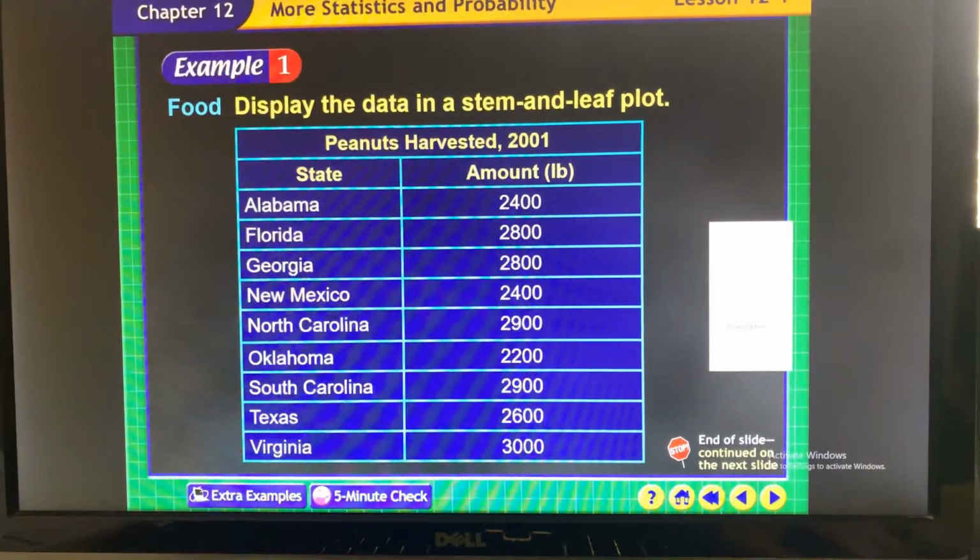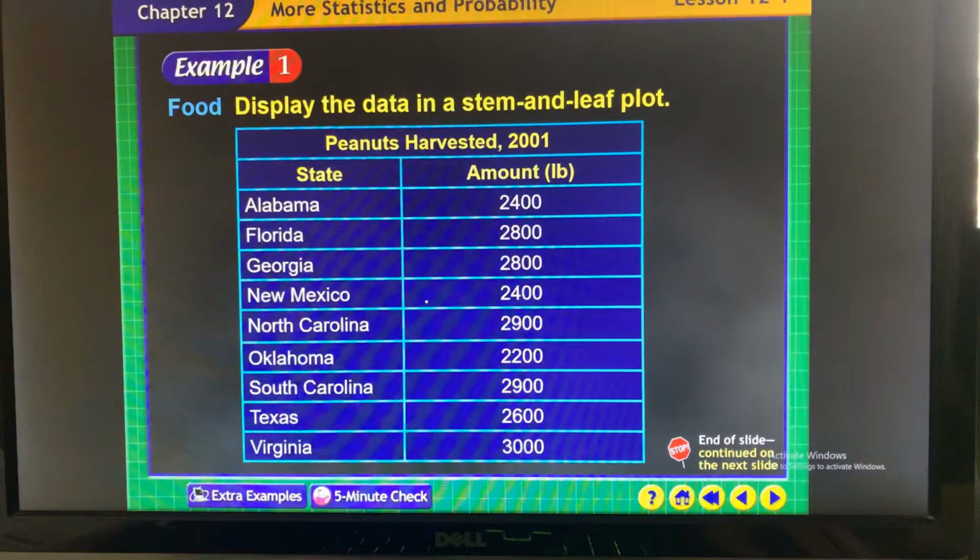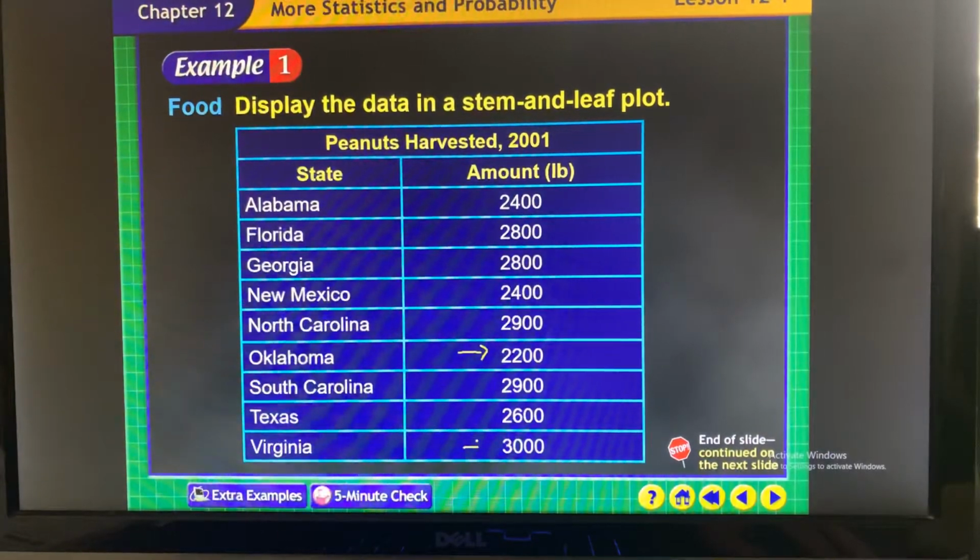Statistics is very important in our world. So when I look at this, I'm not going to go off this screen because you won't see what I'm doing. Everything ends in a 0, 0, so I can kind of drop that out. The first thing you want to do is find the smallest number and the biggest number. So I see that I have a 22 and I see that I have a 30.